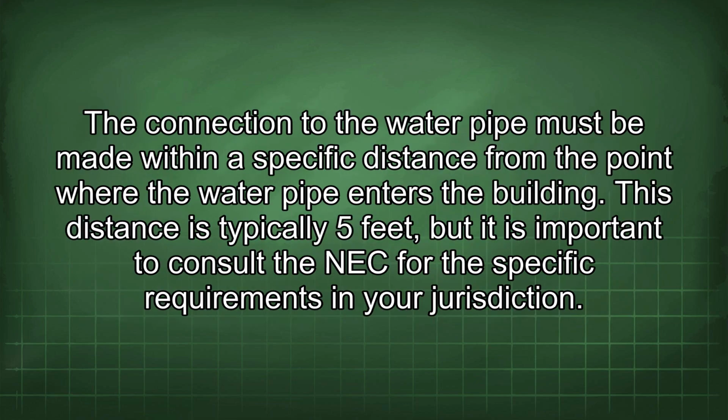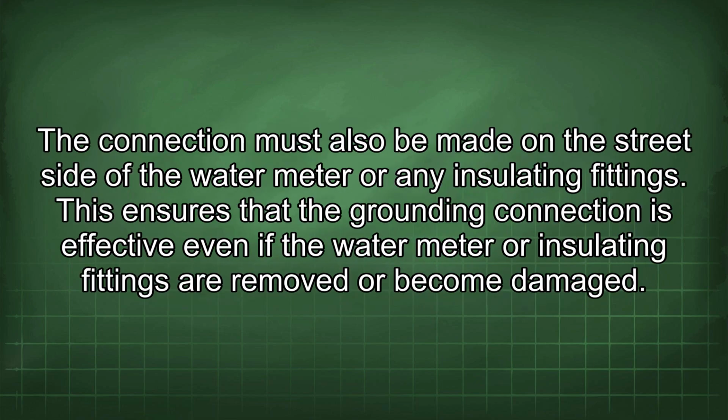The connection to the water pipe must be made within a specific distance from the point where the water pipe enters the building. This distance is typically 5 feet, but it is important to consult the NEC for the specific requirements in your jurisdiction. The connection must also be made on the street side of the water meter or any insulating fittings. This ensures that the grounding connection is effective even if the water meter or insulating fittings are removed or become damaged.